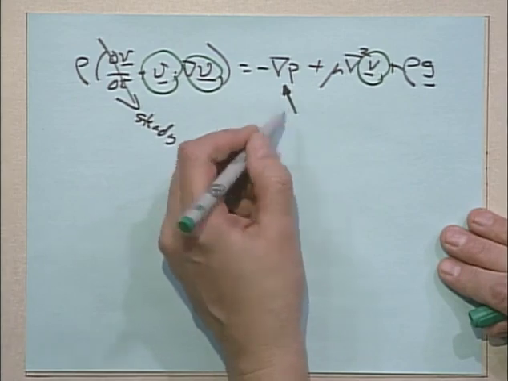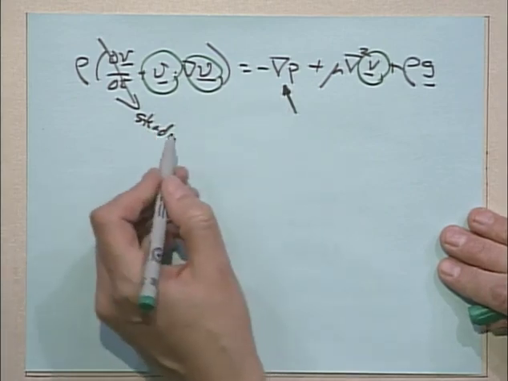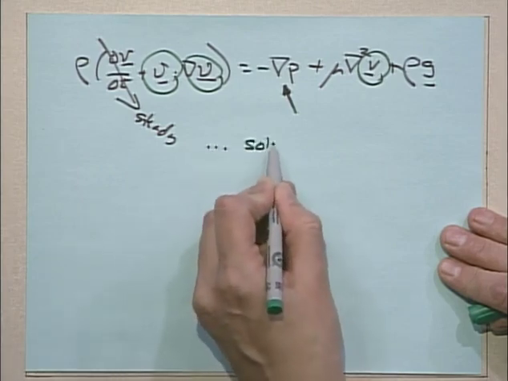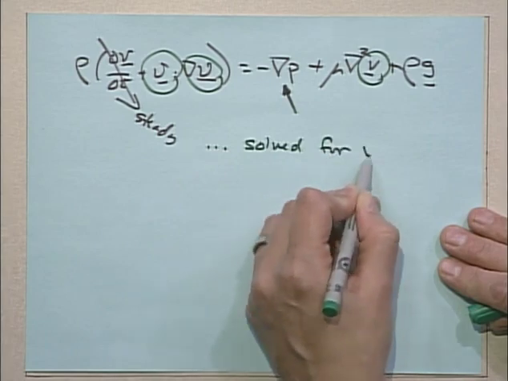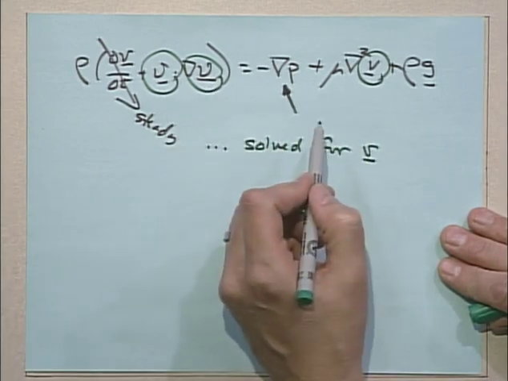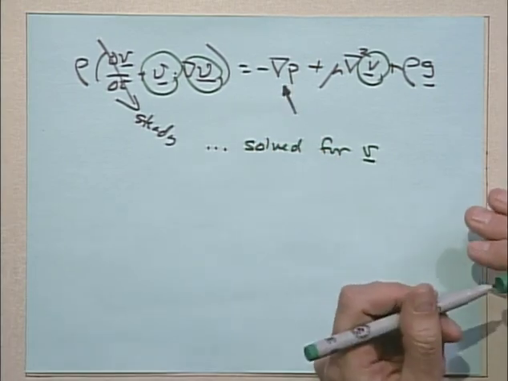Sometimes the equation told you what to do with pressure. Sometimes you had to make some assumptions about pressure. But at the end of the day, after whatever assumptions, you solved for the velocity field. By simplifying assumptions on the velocity and the pressure, you were able to solve for the velocity field.